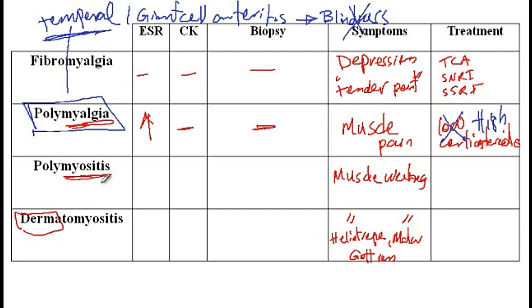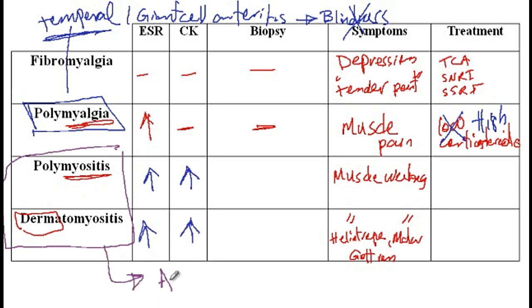The next condition, polymyositis, as I mentioned, is associated with muscle weakness due to the inflammation of the muscles, and there is elevated ESR and elevated creatine kinase for both polymyositis and dermatomyositis. In addition, both of these conditions are associated with anti-Jo1, anti-SRP, and anti-Mi2 antibodies.